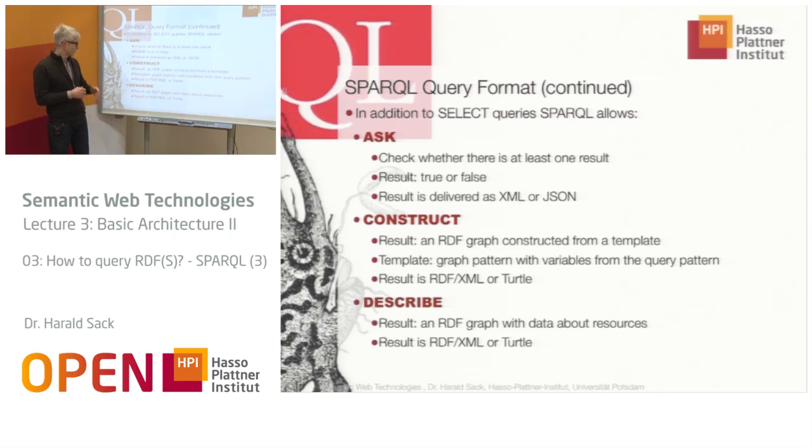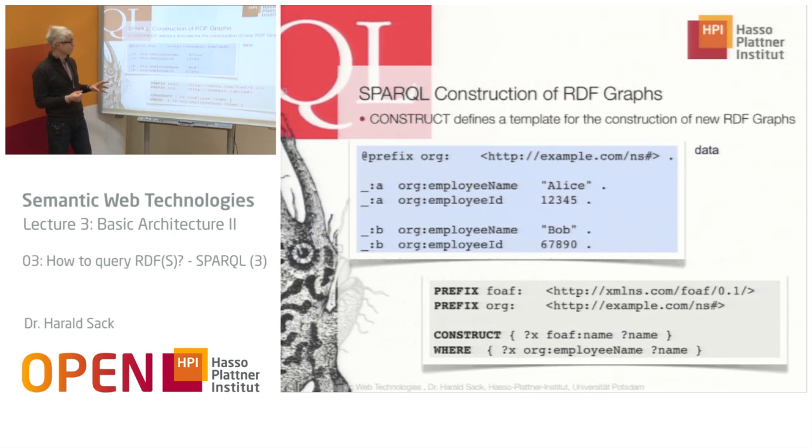And the third variant is the describe statement. In the describe statement, you also give a SPARQL query, and the result will be an entire RDF graph, again with data about the resources you are querying. So it's much more complete information that will be returned, and the returned information will also be RDF XML or Turtle.